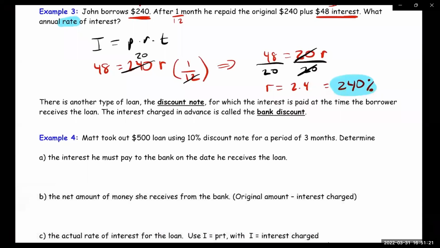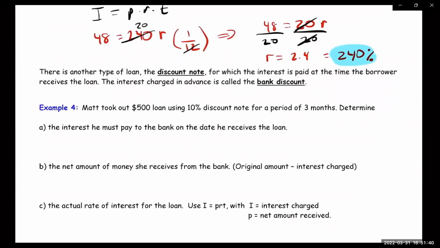That's very high. All right, there is another type of loan. It's called the discount note, for which the interest is paid at the time the borrower receives the loan. The interest charged in advance is called the bank discount. So let's see what this is all about. Matt took out a $500 loan using a 10% discount note for a period of 3 months. Determine the interest he must pay to the bank on the date he receives the loan.